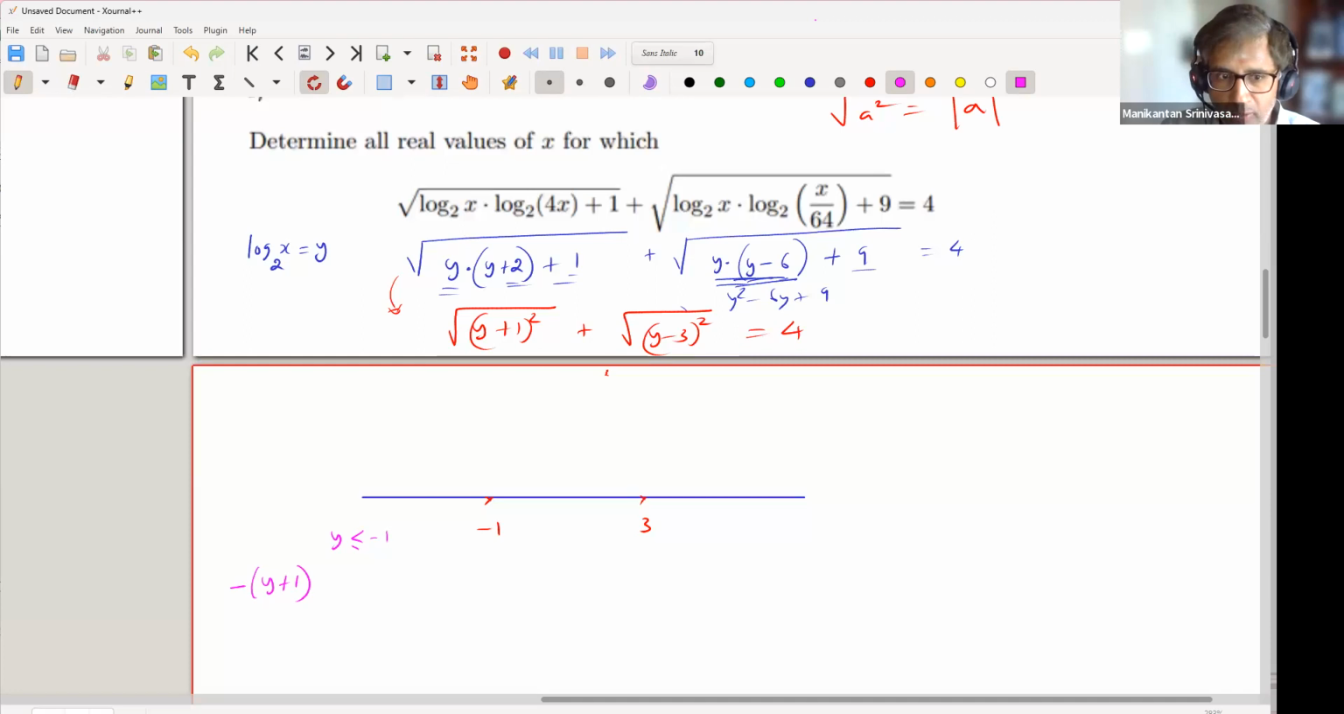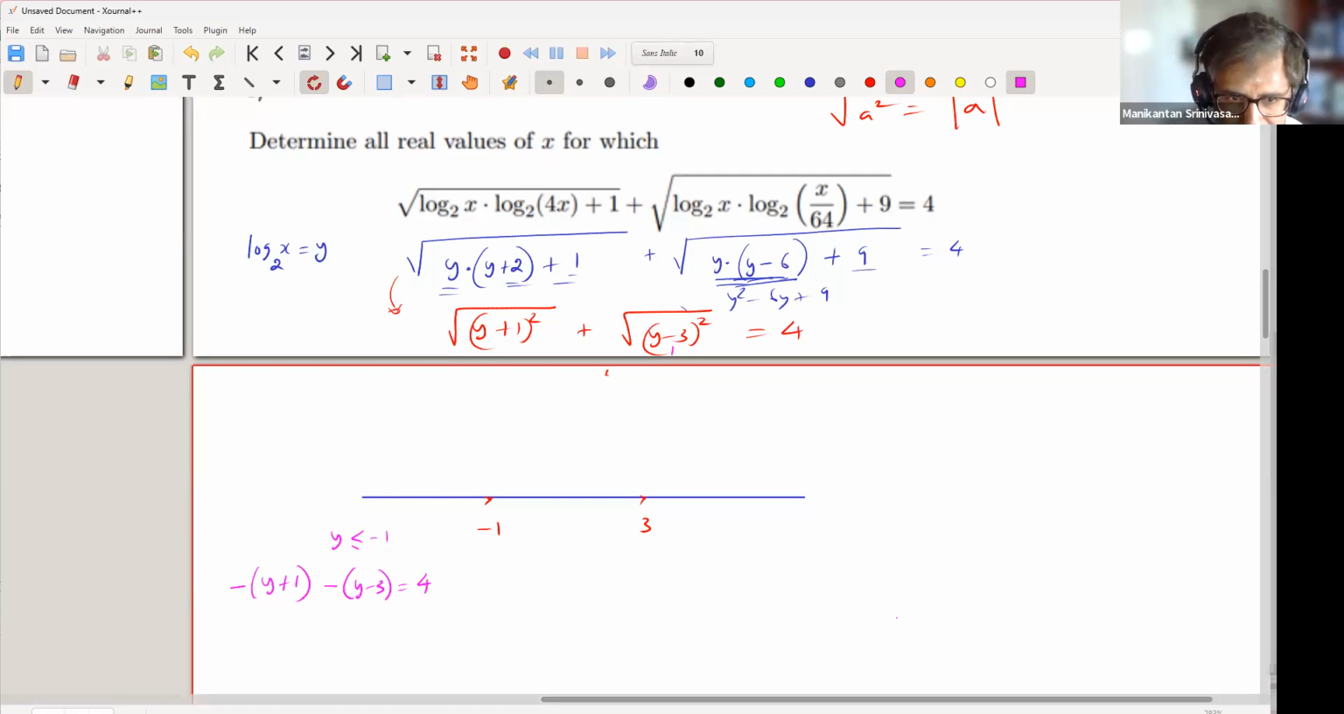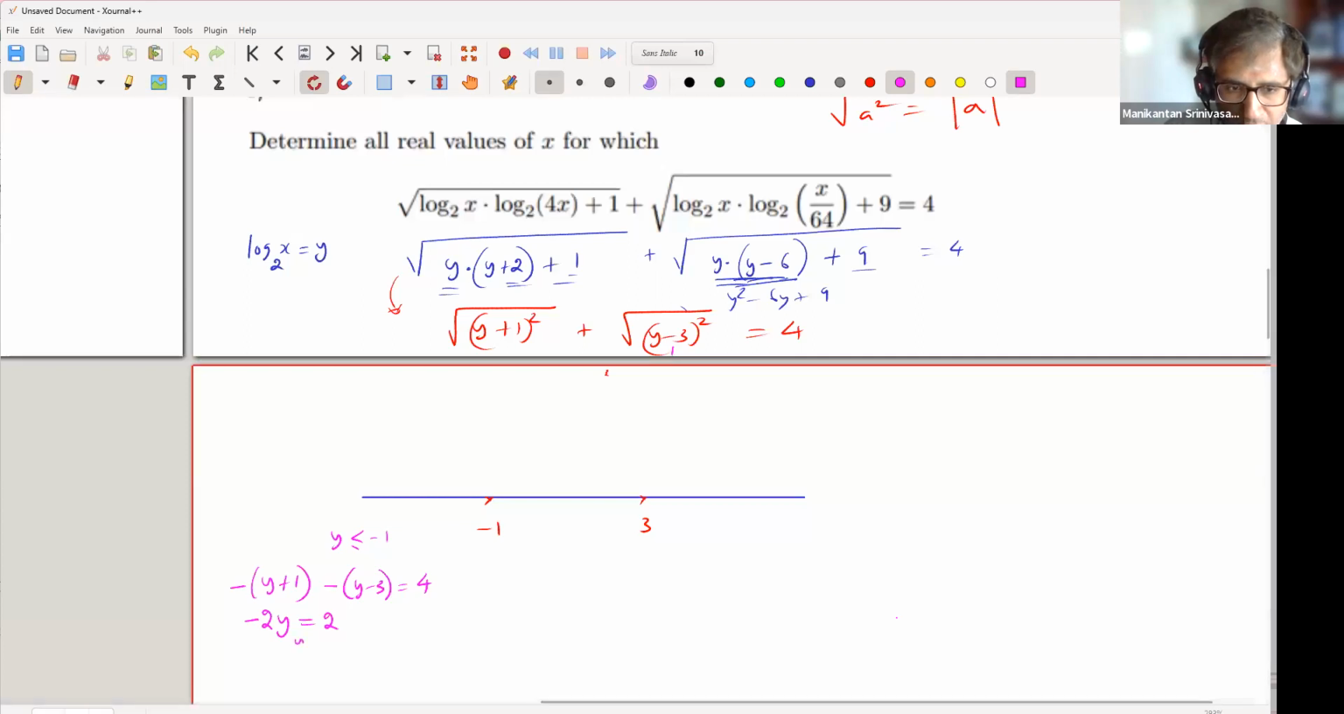That's what we're seeking. And if y plus 1 itself is negative, then y minus 3 will also be negative. So the same applies to this also. This becomes minus of y minus 3 equal to 4. So in this region, we are solving effectively this equation, which is minus 2y. How much is this? Minus 1 plus 3, which is plus 2, equal to 4, so minus 2y equals 2. So we get y equal to minus 1. In this range, y equal to minus 1 is the only solution. So this part is fine.